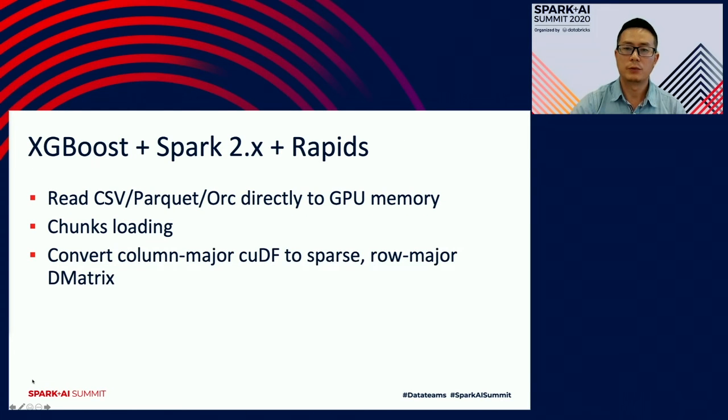So, with RAPIDS cuDF, we came up with a solution to accelerate XGBoost end-to-end on Spark 2. First, we load the data into the GPU memory. And second, the GPU memory resource is pretty precious, so we need to ensure we load as much data as possible. The chunks loading can achieve this goal. The third is converting the cuDF columns to the sparse row-based DMatrix. And finally, we fit the DMatrix to XGBoost, train, and get the model.